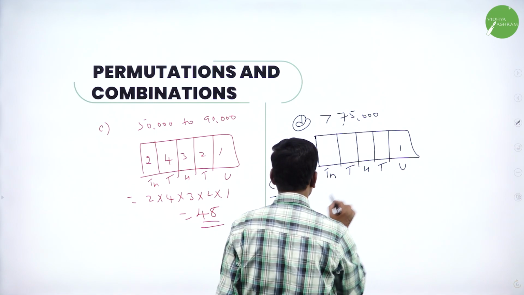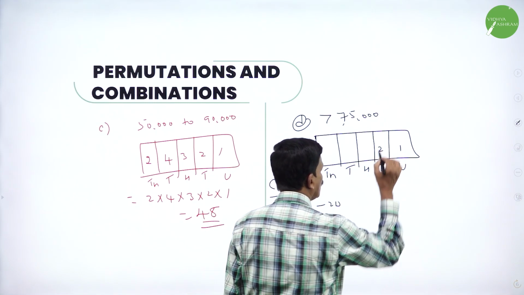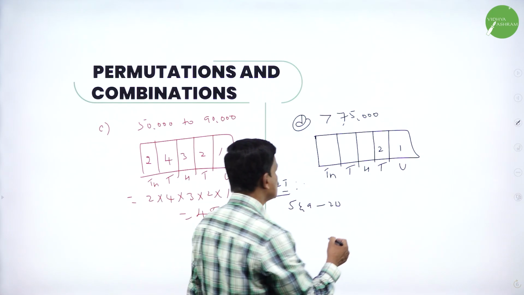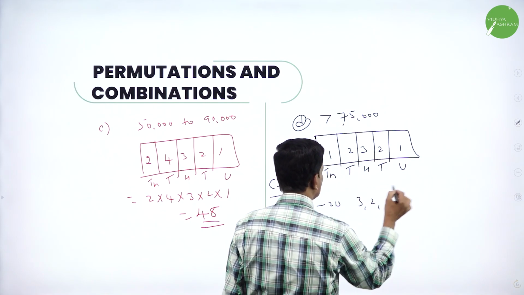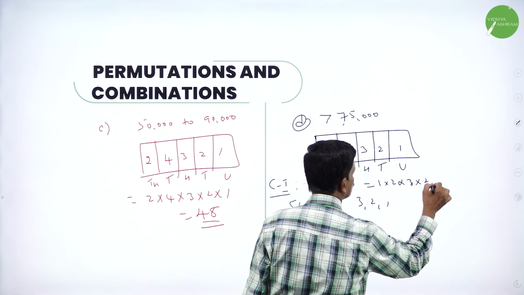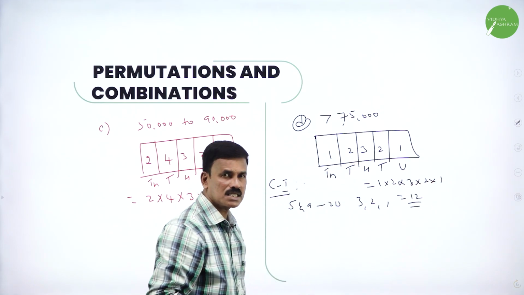So the 10th place can be filled by 5 and 9 in 2 ways. The remaining places can be filled by the remaining numbers, that is 3, 2 and 1. Therefore the required permutation is 1 into 2 into 3 into 2 into 1. 3 2s are 6, 6 2s are 12. This is case number 1.